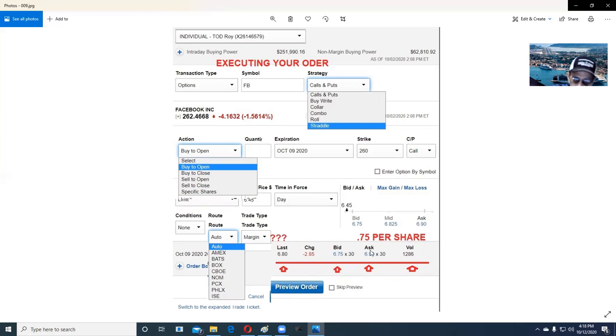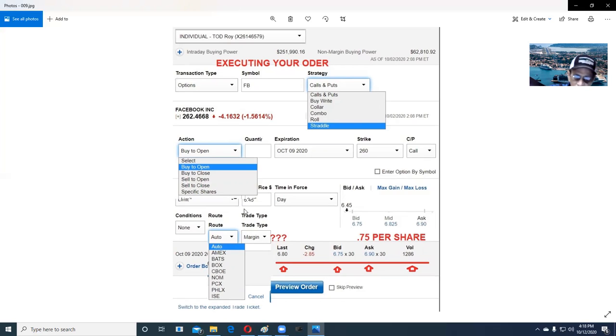Then it tells you how much the broker is willing to pay, right? If you're selling, they want to give you 675, and if you buy, they want 690. So that's about a 15, 20 cent difference in there.